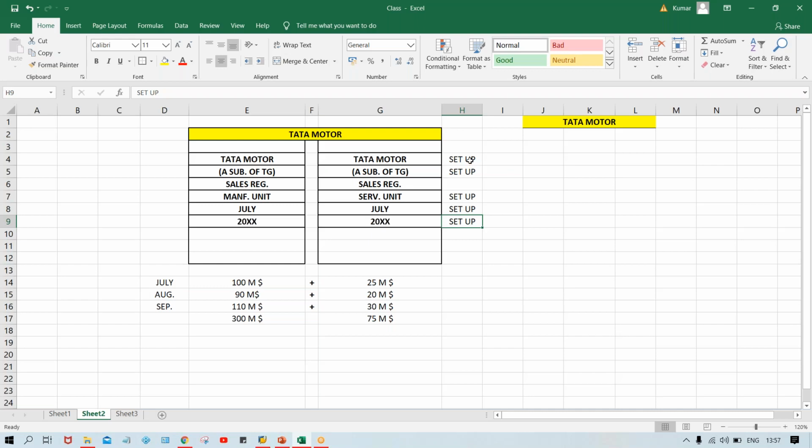So once you have set up into SAP, this is a one-time setup. After that, lifelong, these things are going to be used by users of Tata Motor. They will simply post the transactions. Once they post the transactions, the question is, what do these transactions belong to? They belong to Tata Motor, right? These transactions belong to Tata Motor, like from the manufacturing unit or service unit, right?